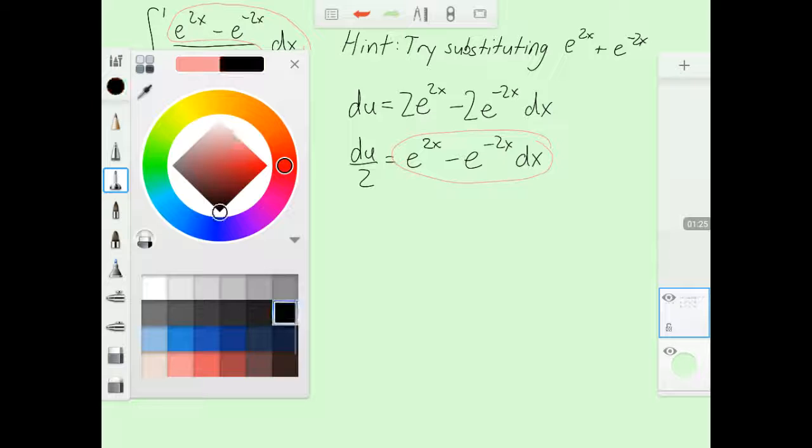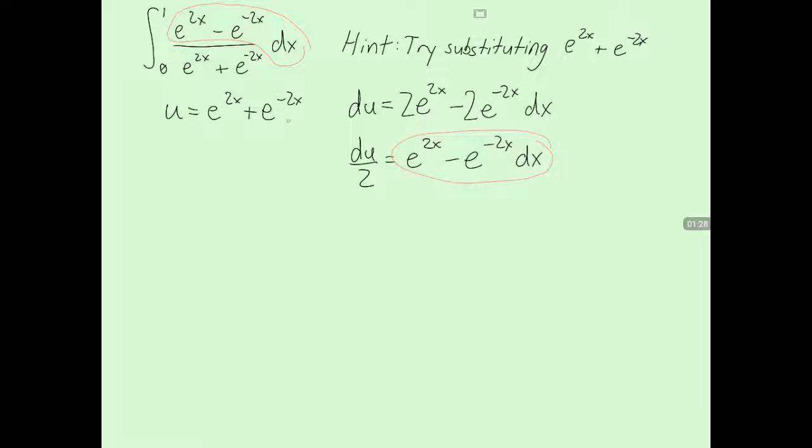So if we do that, then what we get is the definite integral of, this is du over 2, and the denominator is just u, so it's 1 over u du over 2. And now, since we're taking the definite integral, we have to make sure that our lower and upper bounds of integration are consistent with our variable, which is u now.